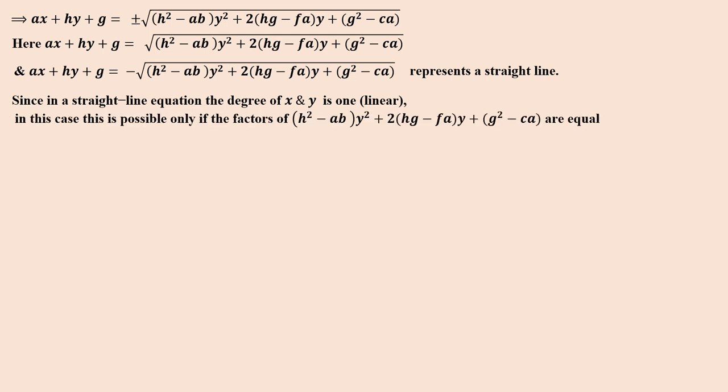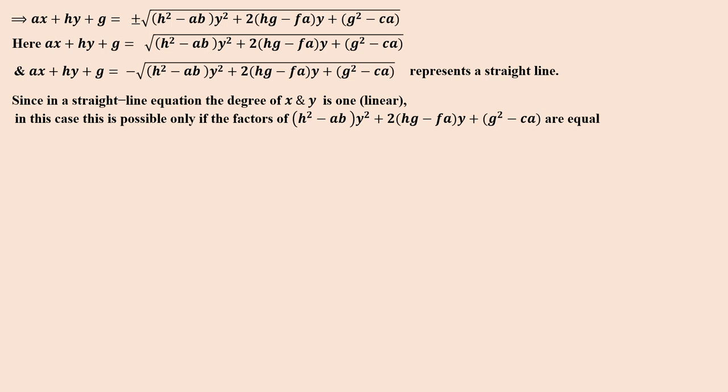In this case this is possible only if the factors... see, inside the square root you are having a quadratic equation in y. See, (h square minus ab) y square, the y square term, plus (2hg minus fa) into y term, plus g square minus ca, the constant term. So inside the square root you are having a quadratic in y, right?